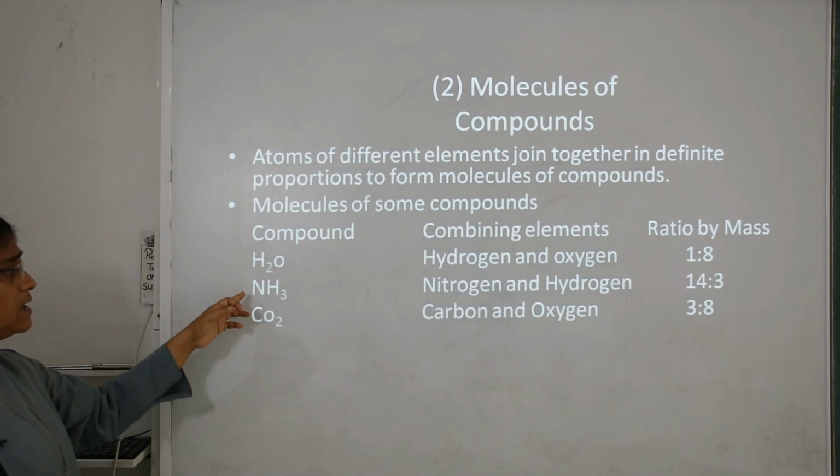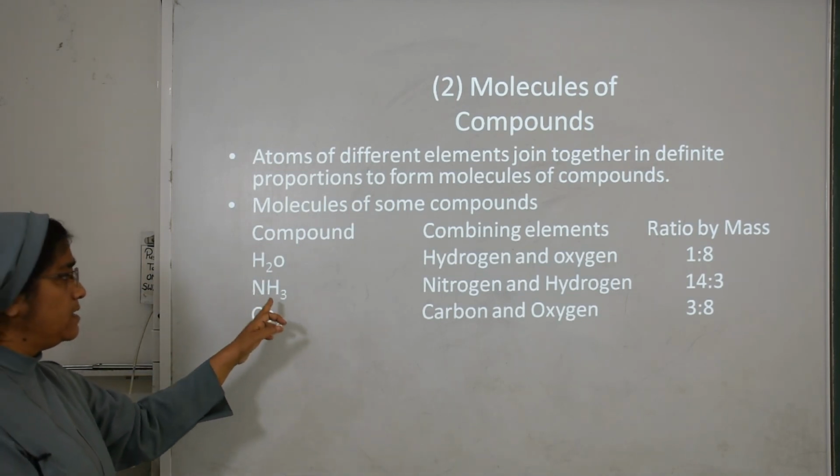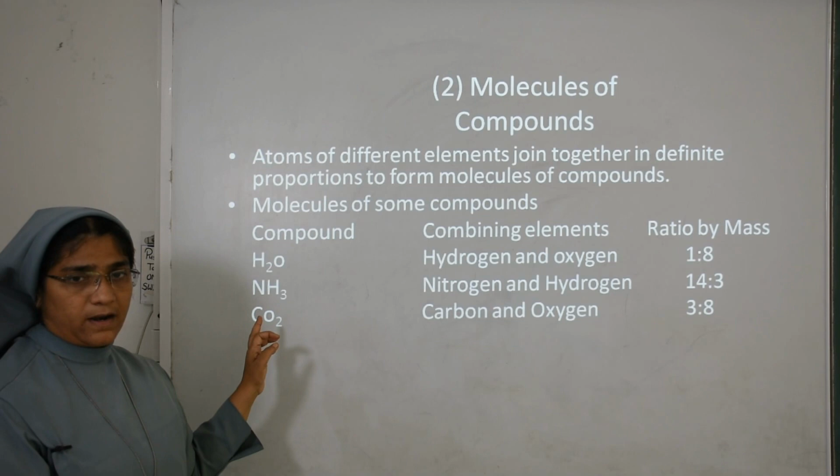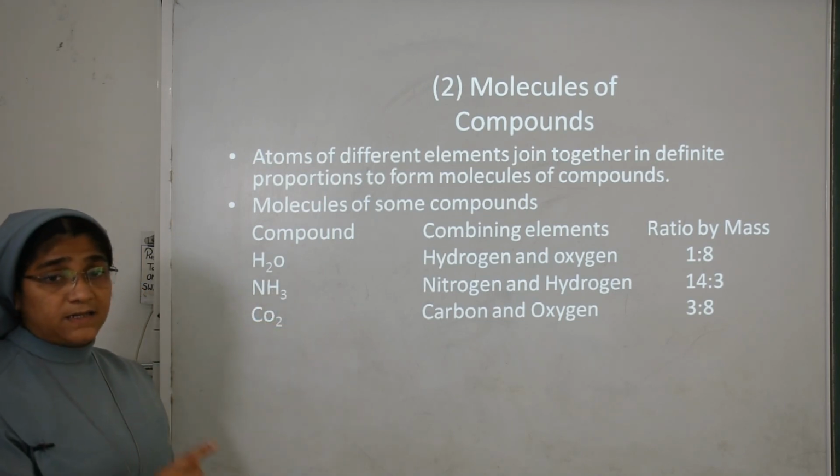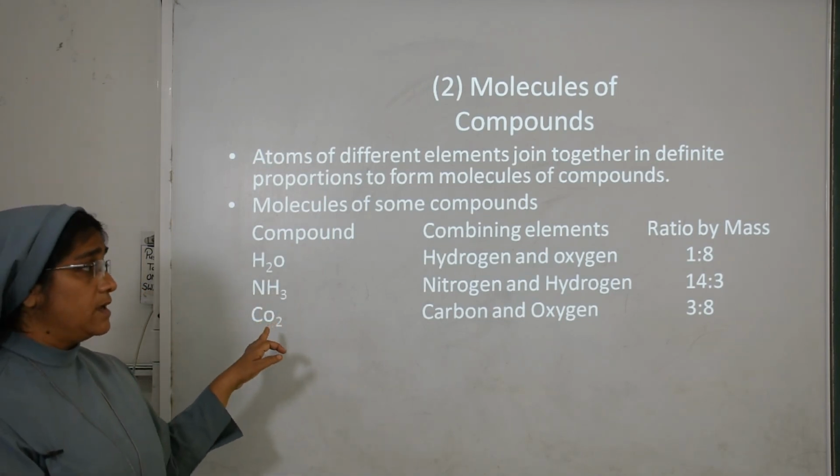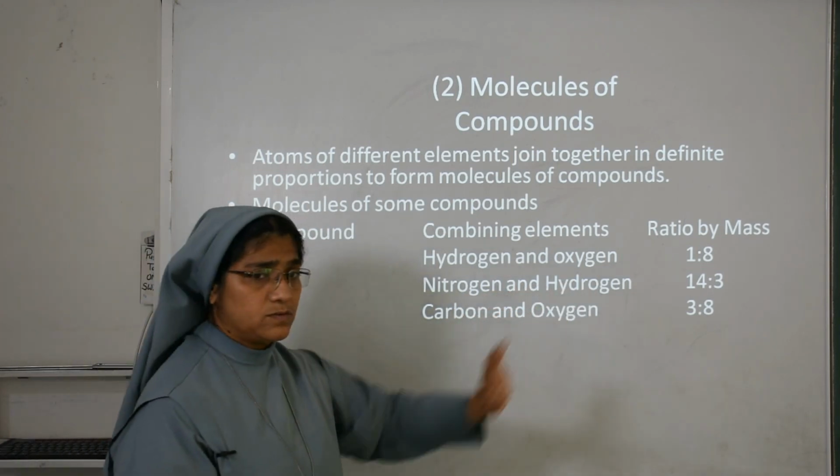Now NH3. How many atoms are there? 4 atoms. Nitrogen is 1 atom, hydrogen 3 atoms. What are the combining elements here? Nitrogen and hydrogen. What ratio can we see? 14 is to 3. Why 14 is to 3? Atomic mass of nitrogen is 14. Mass of hydrogen is 1, but 1 into how many atoms? 3. So 1 into 3. Then 14 is to 3.